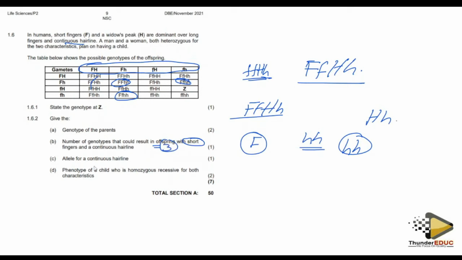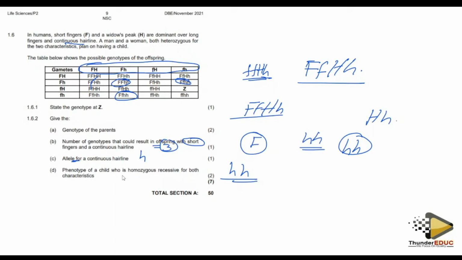Then they're saying that the allele for continuous hairline is caused by the recessive allele. So they're not saying alleles, they're saying allele. They're not saying genotype. Remember, it's caused by a recessive allele. You see, this is caused by the dominant allele, meaning that these are recessive alleles. So please do not write 2. It's supposed to be 1, because even here they're saying allele.